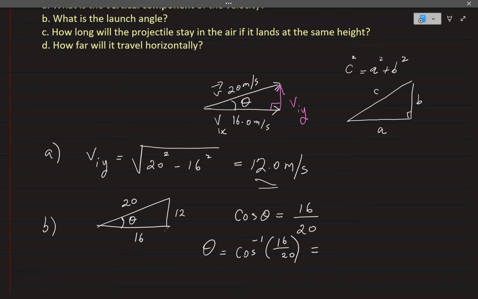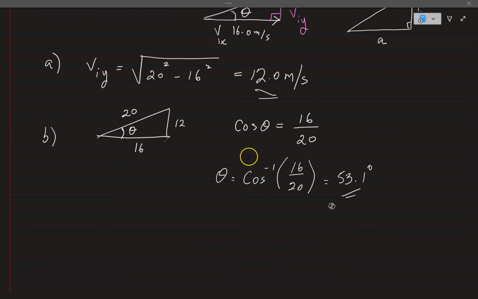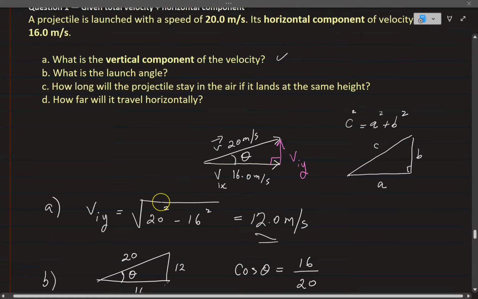Okay, let's do the math on that one. That's the cos inverse of 16 divided by 20. Make sure you know how to do this, and do the review for the trigonometry and solving the angle. You have to use the second function key, the cos inverse, and then 16 divided by 20, and you get 53.1 degrees. That's the launch angle.